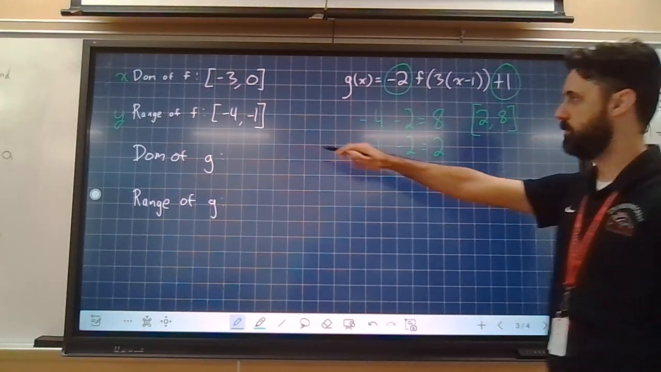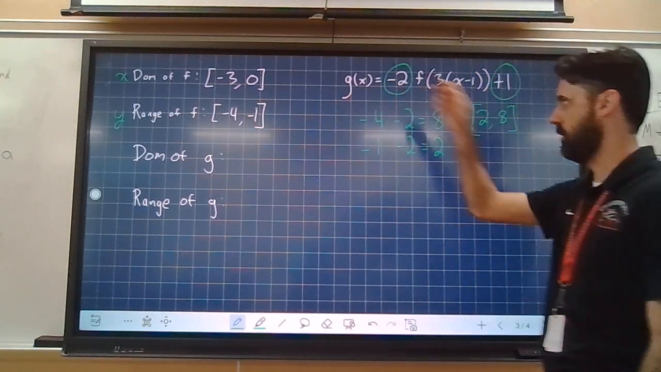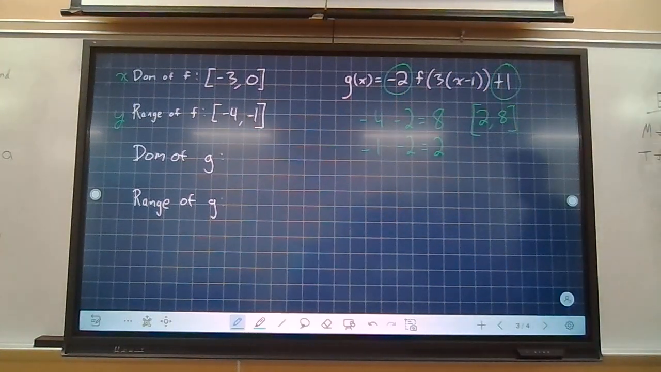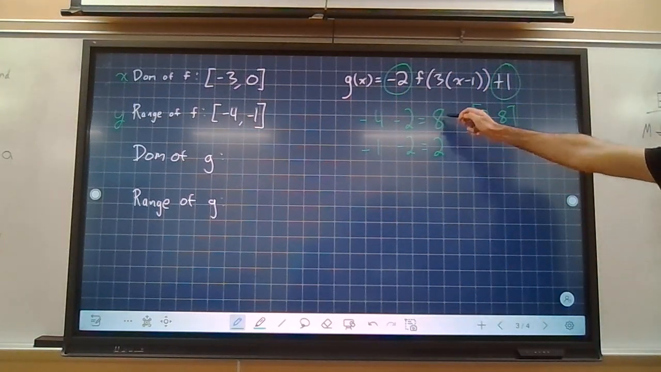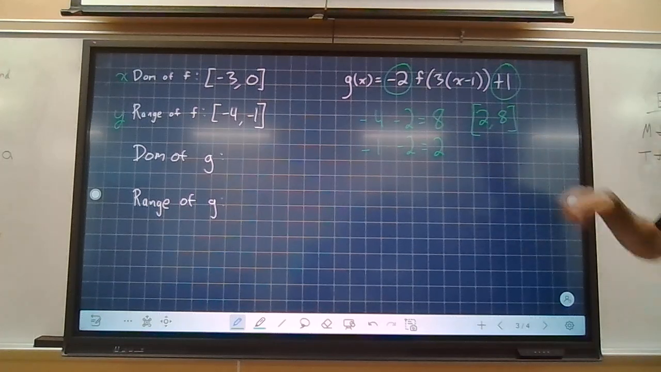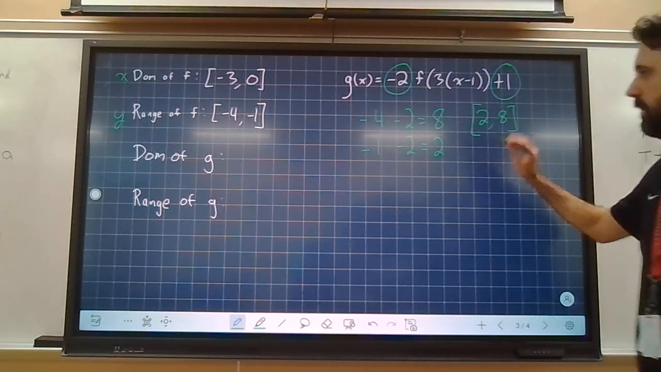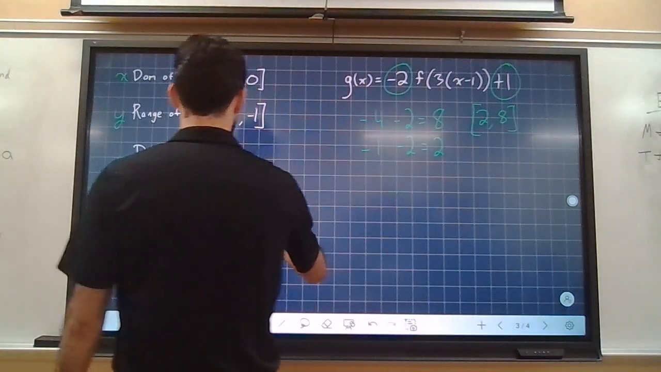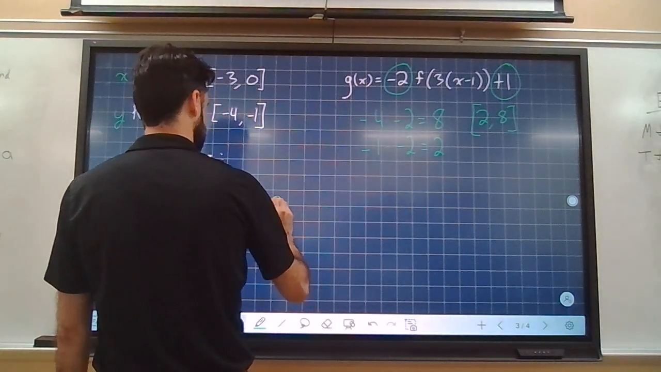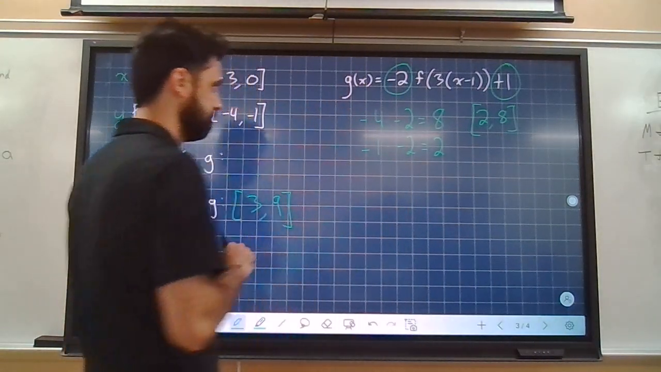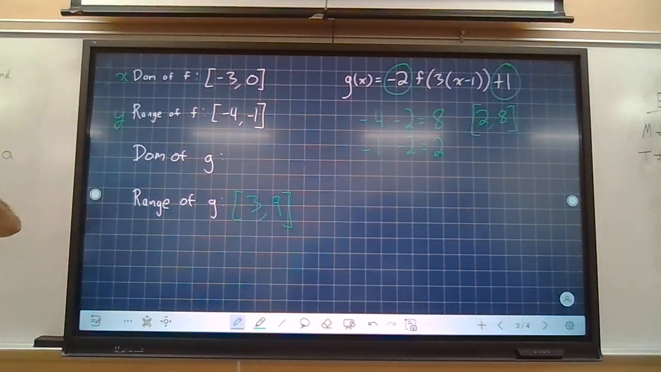Again, I'm multiplying both of the y coordinates by the number on the outside. But this is now the min, this is now the max. And then we're going to just add 1 to both. So now our range is going to be 3, 9. And so that's our answer for the range of G.